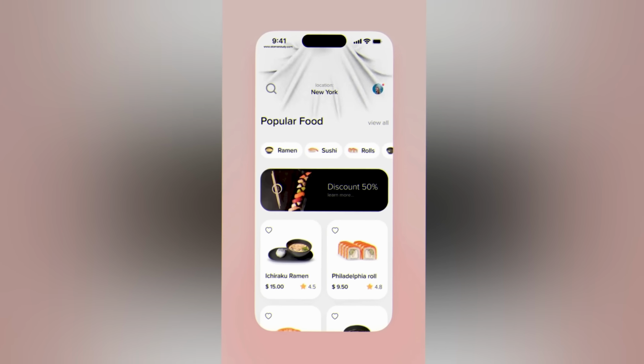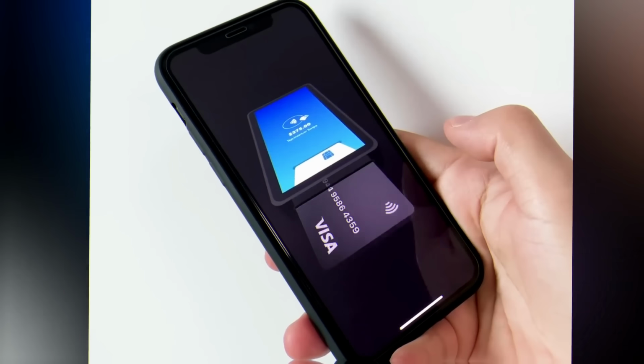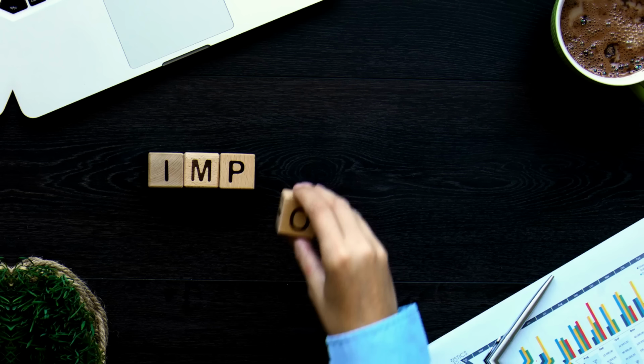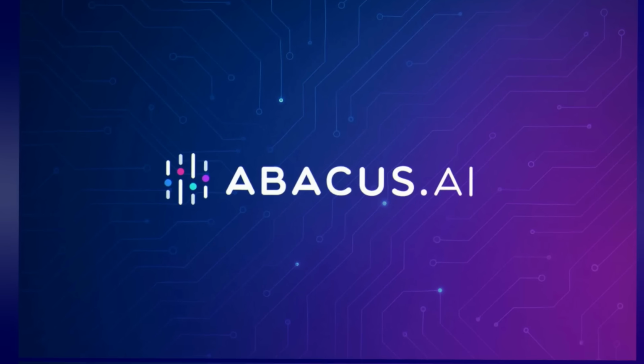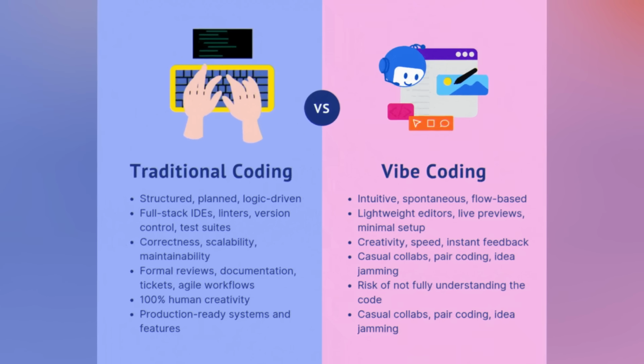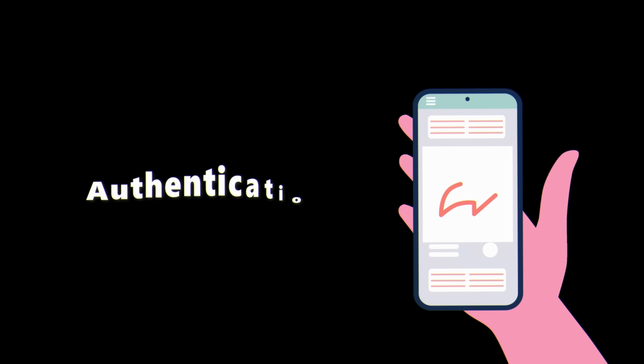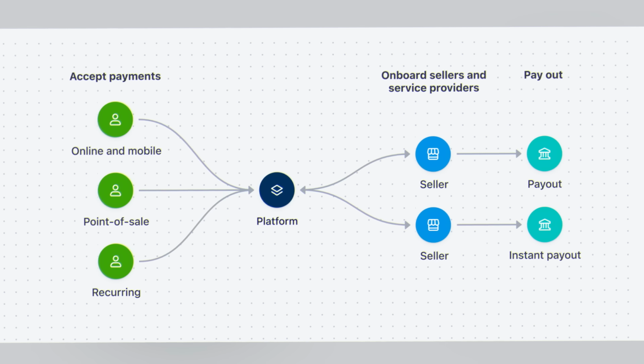Imagine building a fully functional app with a database, payment processing, and custom domain, without writing a single line of code. Sounds impossible, right? Meet Abacus AI Deepagent, the world of vibe coding, where your ideas become reality through conversation. We're talking about real, deployable apps with authentication, databases, and even Stripe integration.